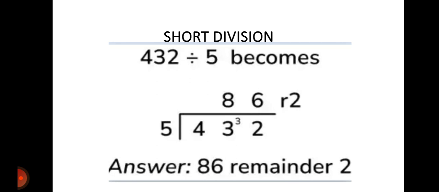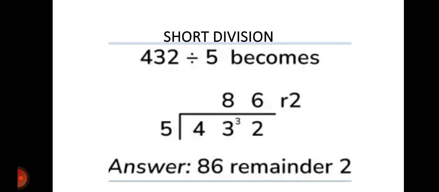Now, the 3 in tens is 30. Now, 30 divided by 5 gives us 6. That's why I have 86 up there. Now, 2 is remaining. This 2 is in units. The value of 2 remains 2. 2 doesn't divide by 5. We cannot divide 2 by 5 because 2 is smaller than 5. So the number that is remaining is this 2. So our answer now becomes 86 remainder 2.